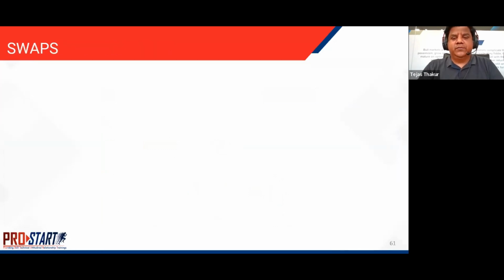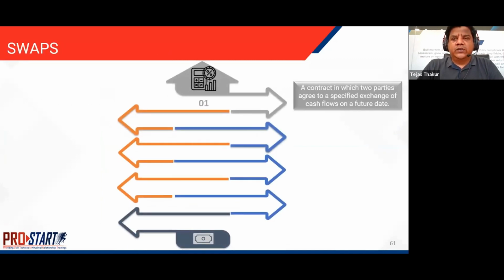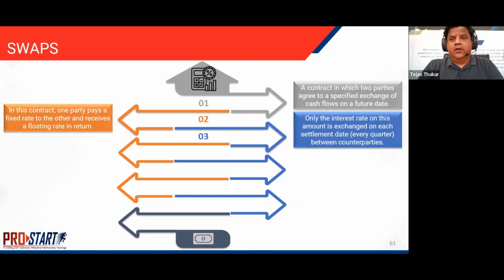Coming to swaps, what are swaps? A swap is a contract in which two parties agree to a specified exchange of cash flows on a future date. In this contract, one party pays a fixed rate to the other party and receives a floating rate in return. Only the interest on this amount is exchanged on each settlement date, every quarter, between the parties, not the original amount.